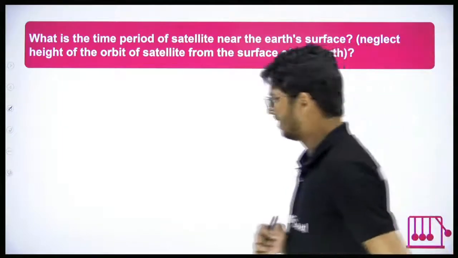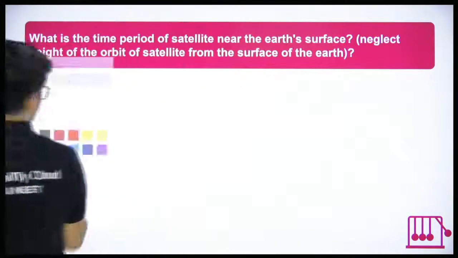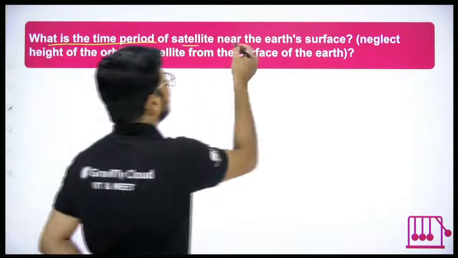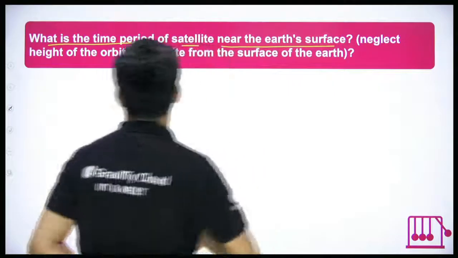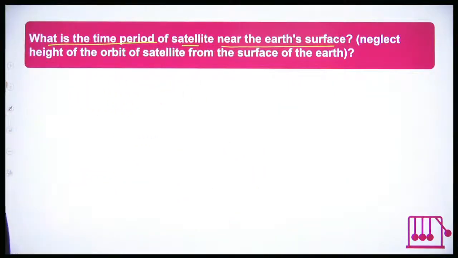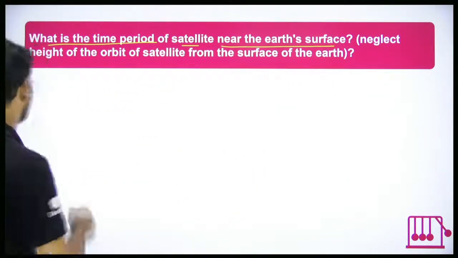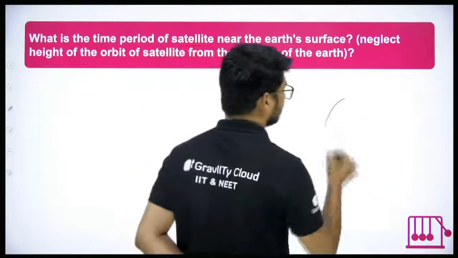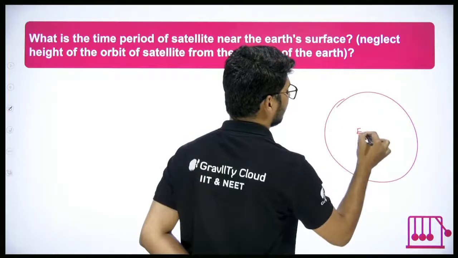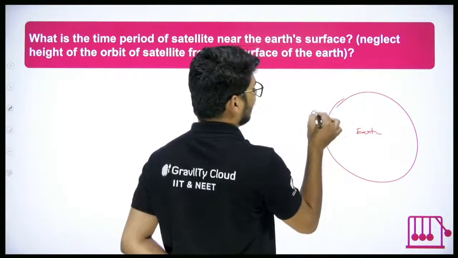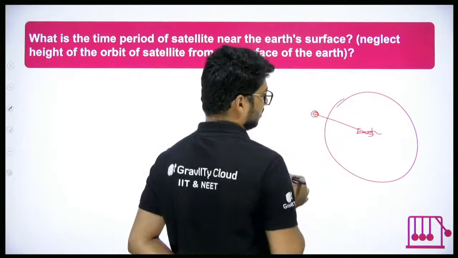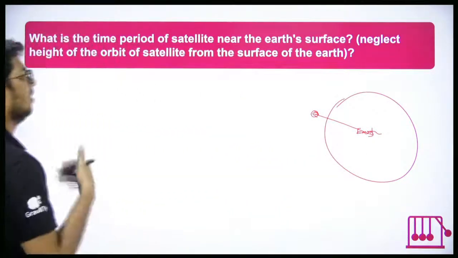Now, another question we have here. What is the question here? What is the time period of satellite near the Earth's surface? Neglect height of the orbit of satellite from the surface of Earth. Now let me explain this. So if this is Earth, now this is a satellite, it's very close to the Earth. And we have to get its time period.